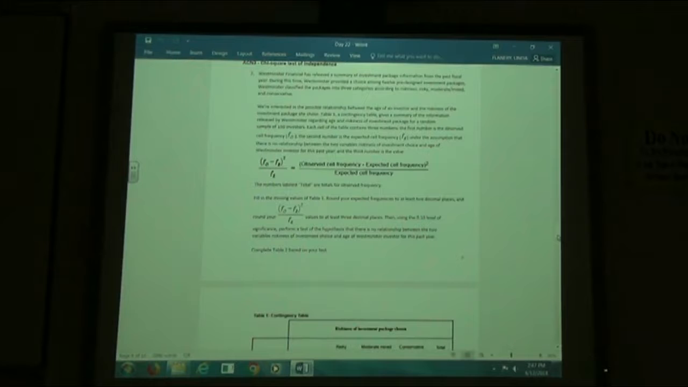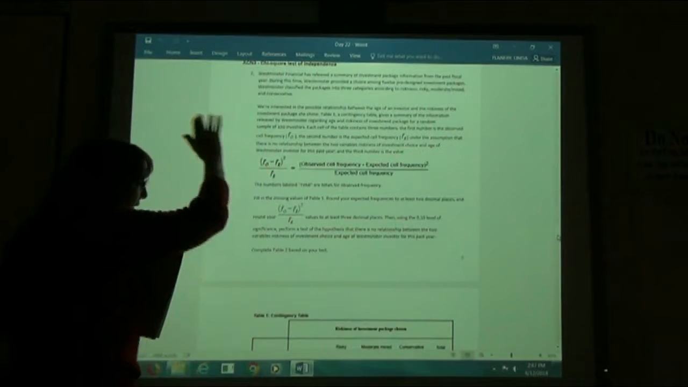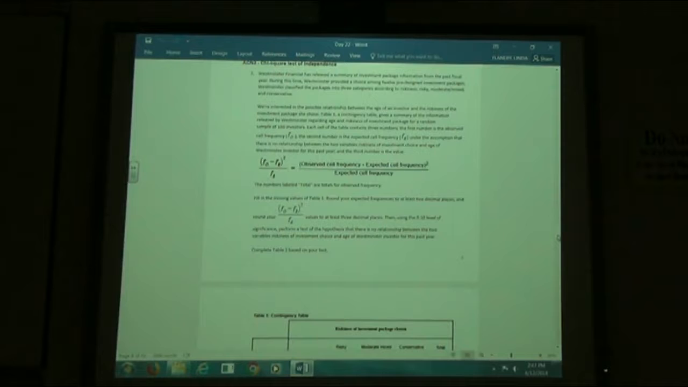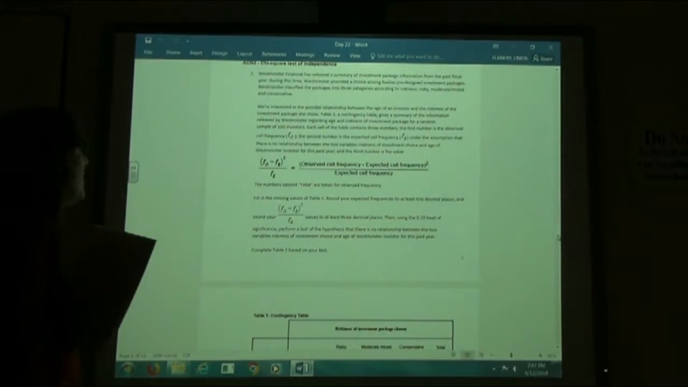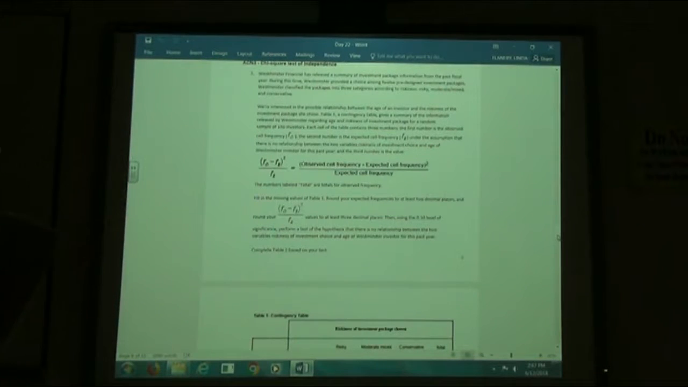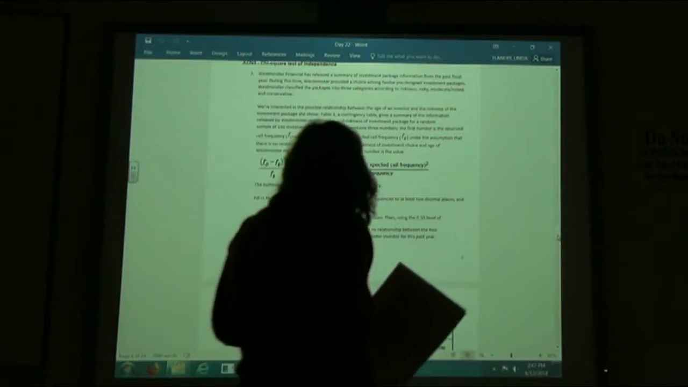The third number is the value that we've been calculating. The numbers labeled total are the totals for the observed frequency. Fill in the missing values for table 1. Round your expected frequencies to at least 2 decimal places and round your other values to 3 decimal places. Using the 0.10, the 10% level of significance, perform a test of the hypothesis that there's no relationship between the 2 variables, riskiness of investment choice and age of Westminster investor for this past year.